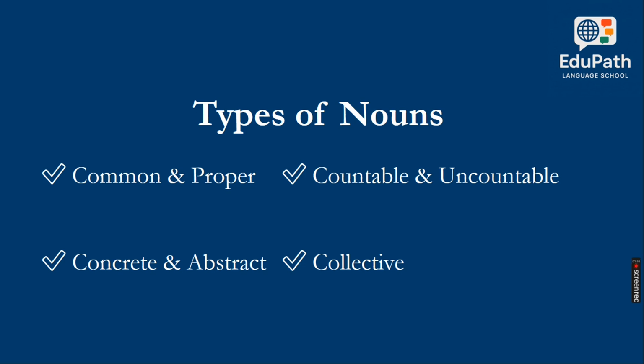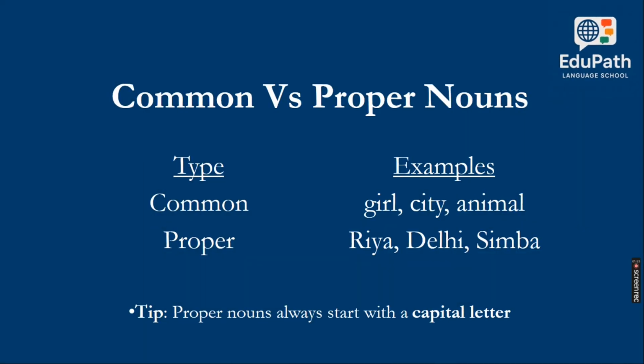So first, we begin with common and proper nouns. So what is a common noun? A common noun is a general name of anything. So for example, the words girl, city, or animal can be common nouns. The reason these are common nouns is because if I say, I saw a girl, you would not know which girl I am talking about. And so, common nouns are not specific.